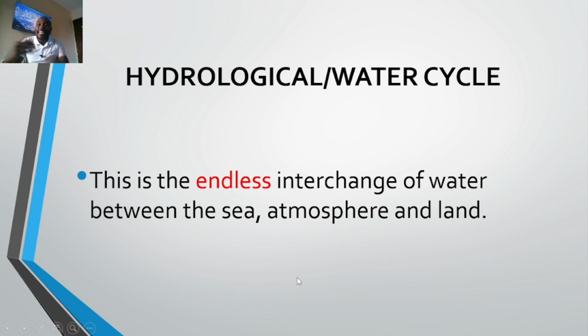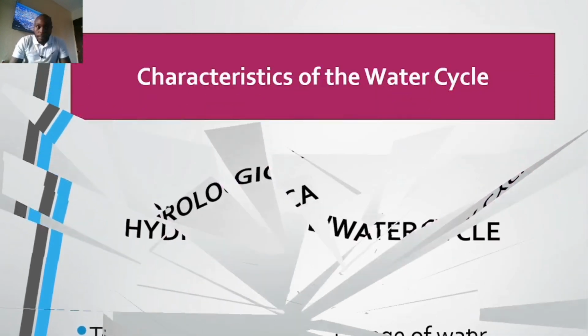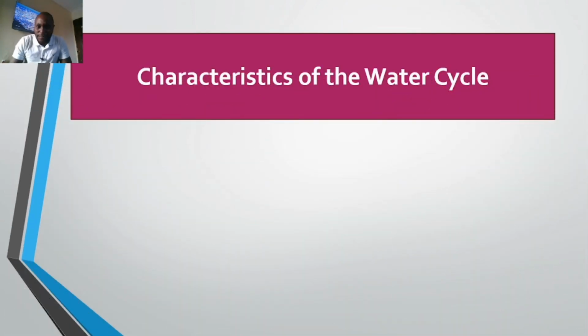It's a continuous interchange of water between the sea, the atmosphere, and also the land. So you see, it's going up, down, up, down, from the atmosphere to the sea to the land. It's a continuous process. So that's the simple definition of this hydrological cycle, right? Now let's look at the characteristics of this water cycle. What are these characteristics?